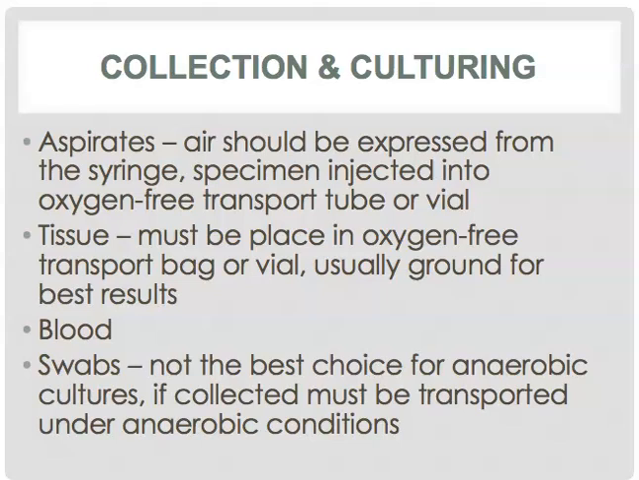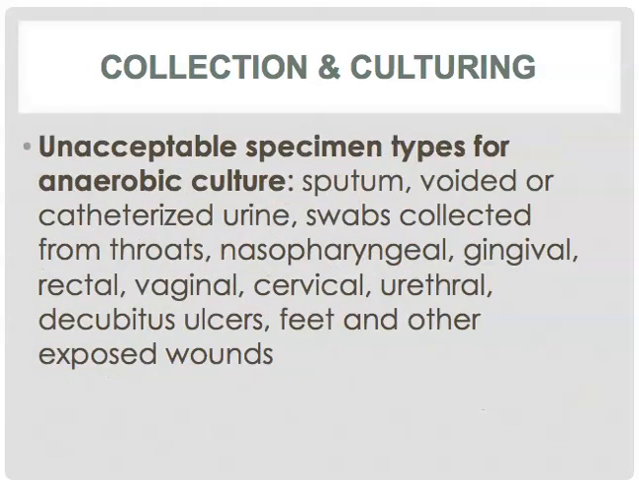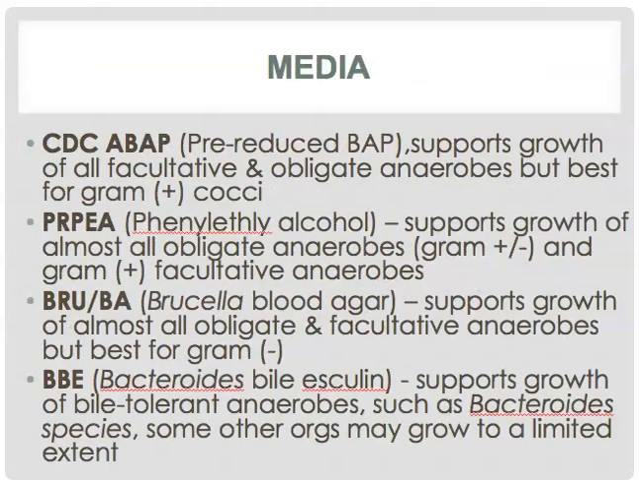Unacceptable specimen types for anaerobic culture would be sputum, voided or catheterized urine, swabs collected from throats, nasopharyngeal swabs, gingival, rectal, vaginal, cervical, urethral swabs, decubitus ulcers, feet, and other exposed wounds. So essentially any source on the human body that could or is normally exposed to oxygen would not be appropriate for an anaerobic culture. Okay, so some media.